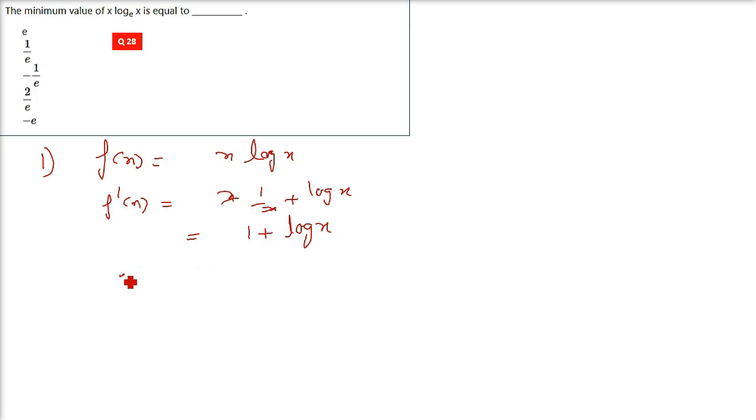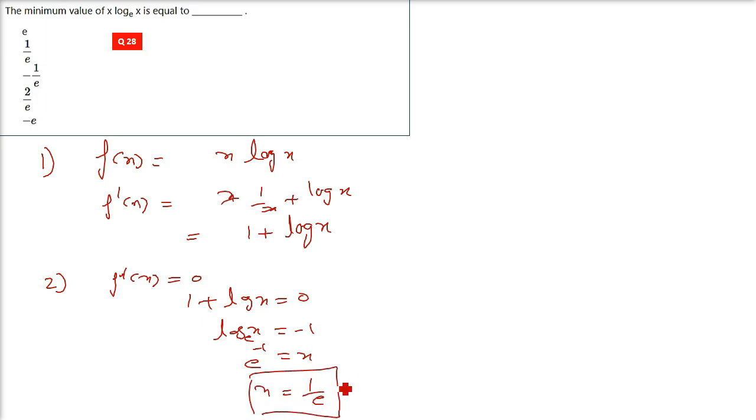When we have 1 plus log x, the second thing will be what? f'(x) equals 0, so 1 plus log x will be equal to 0, log x will be equal to negative 1. So e raised to minus 1 is x. So x will be equal to 1 by e. So x equals 1 by e is the point of extreme, or critical point. But we have to find out the minimum value of the function, so we have to place this 1 by e in the original function to get the value.